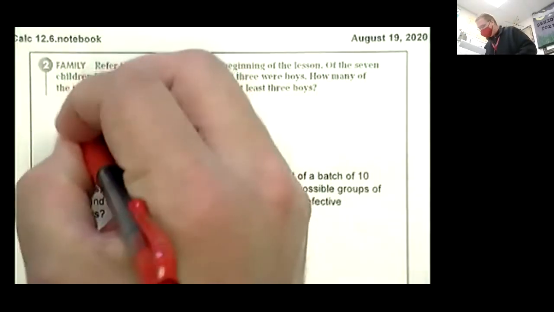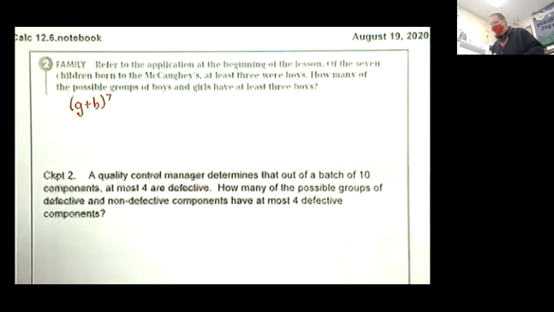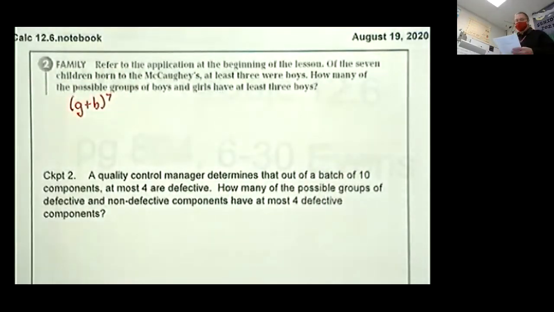Well, either you're going to have a girl or a boy. They have 7. So what are the possibilities? Well, that's a binomial expansion. So let's walk through this.